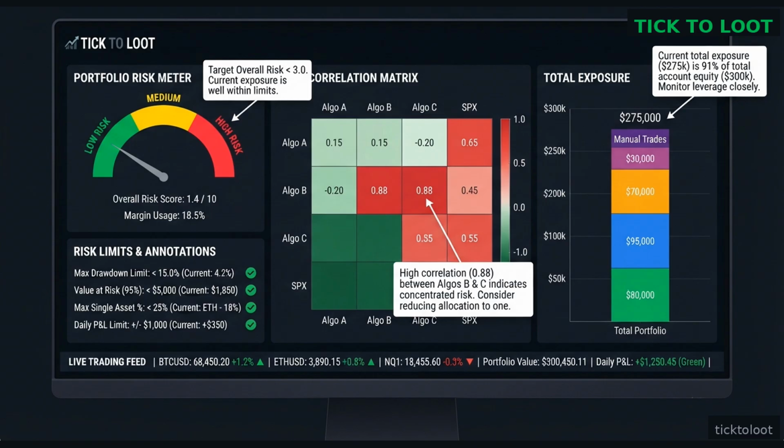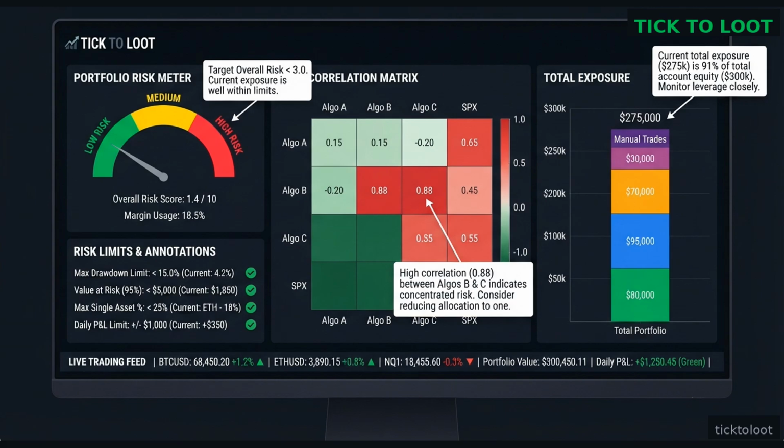Correlation helps us see where hidden overlaps exist. Suppose you run 3 algorithms. Algo A trades pound sterling to US dollar, Algo B trades euro to pound sterling, and Algo C trades euro to US dollar. When you run a correlation matrix, you discover that Algo A and Algo C have a coefficient of 0.85. They often move together because both involve the euro. If you allocate 30% of your account to each algo without considering this link, you could unintentionally expose 60% of your capital to the same market move.